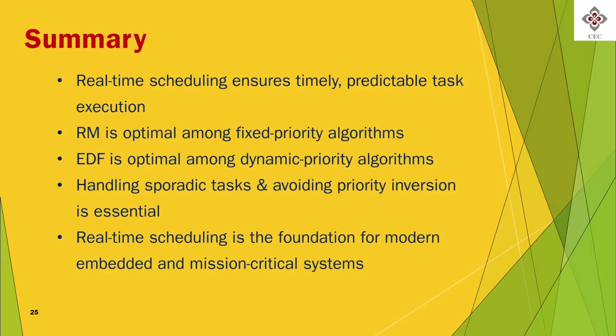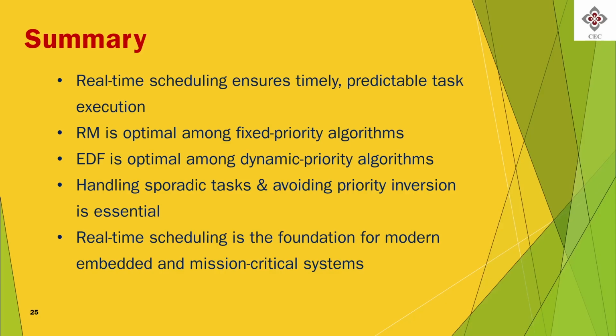So, we have discussed the various real time scheduling approaches, the importance of reducing time in scheduling and assigning tasks. How rate monotonic assigns tasks with a fixed priority algorithm. Then we have EDF, which is a dynamic priority algorithm, and how we handle the sporadic tasks. Avoiding priority inversion is essential. Methods which can handle the sporadic tasks occurring aperiodically, and overall we can say that real time scheduling is the foundation for modern embedded and mission critical systems, which is quite familiar these days.